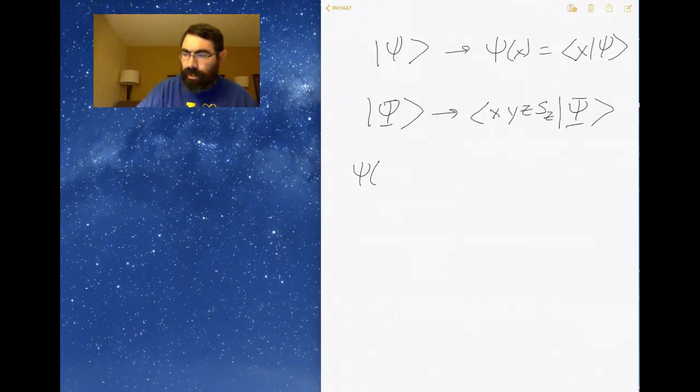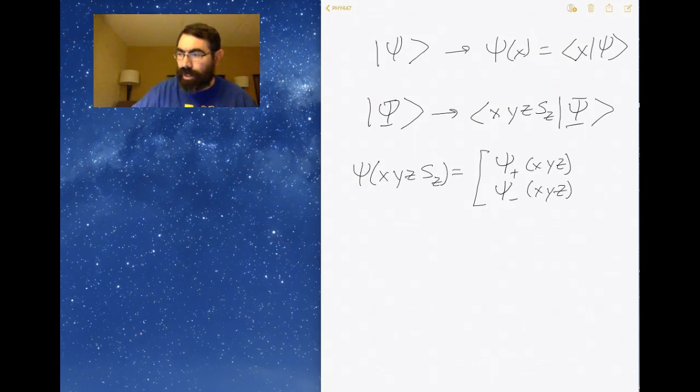then what we should get is a wave function in coordinates x, y, z, and spin, which is basically this vector, which is a projection of the wave function when it's spin up, x, y, and z, and the wave function spin down as a function of x, y, and z. So really, we're creating the spinner. We're creating a wave function which is a spinner.